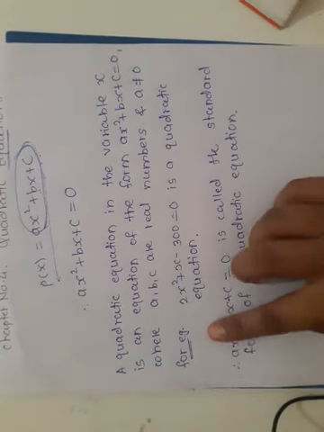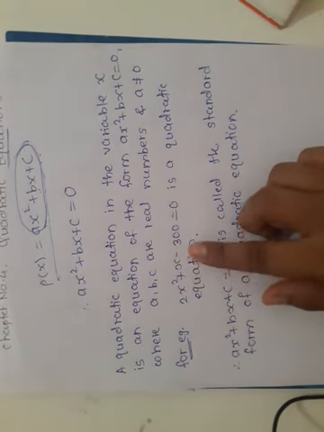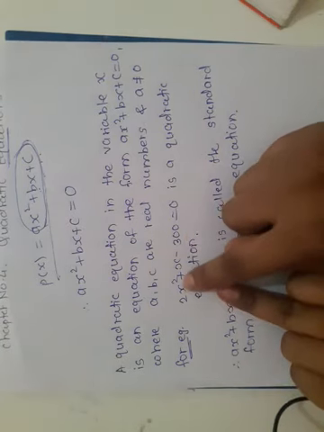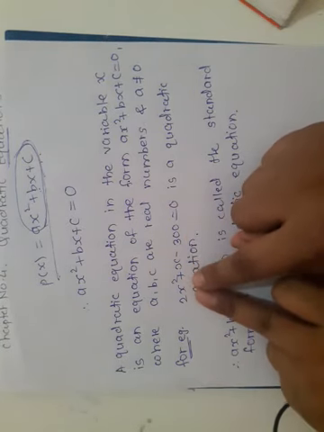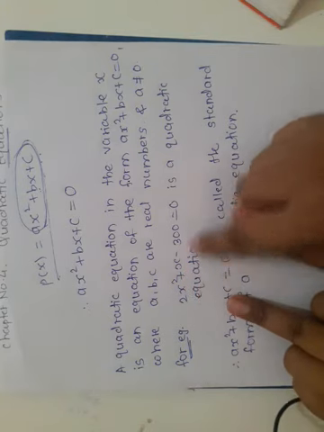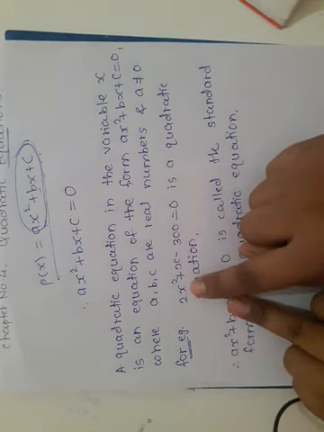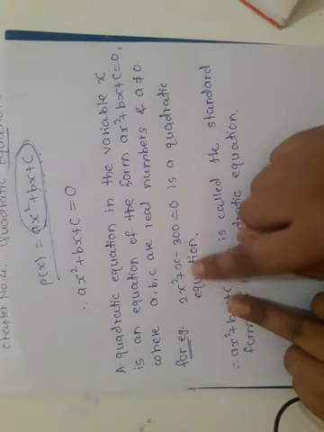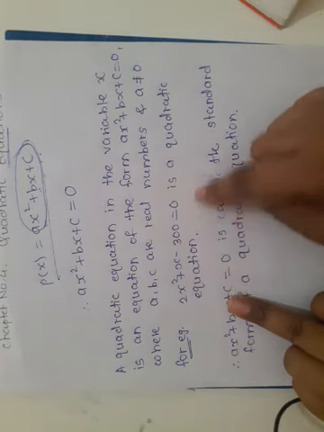Take some example. For example, 2x square plus x minus 300. It has degree 2. If the equation has the variable with highest degree as 2, such an equation we call a quadratic equation. In this equation the variable x has highest degree as 2, and therefore we can say that it is a quadratic equation.